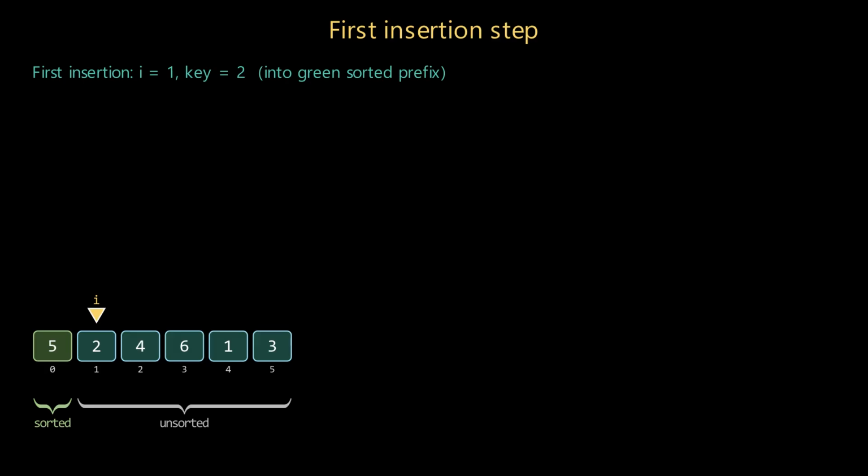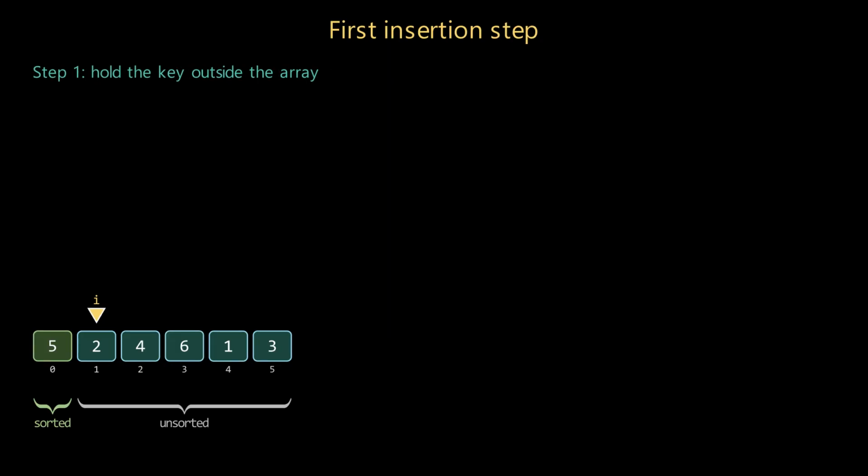We left off with a sorted prefix on the left and I at 1. Next we run the first real insertion into that prefix. The plan: save the key at I, let J walk left through the green sorted cells, shift every value larger than the key one slot right, then put the key in the gap.